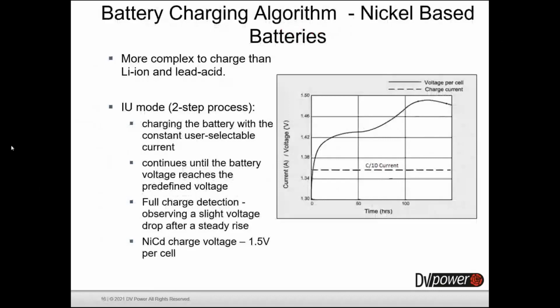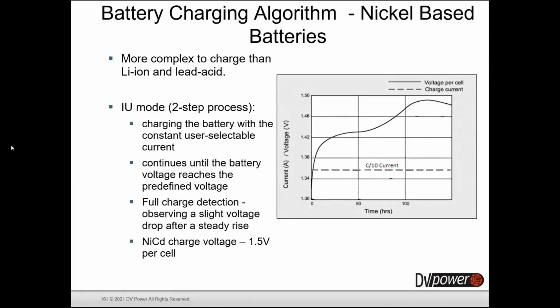Regarding the nickel-based batteries, they are more complex to charge than lithium-ion and lead-acid batteries, because both lithium and lead-acid battery systems are charged with a regulated current to bring the voltage to a set limit, after which the battery saturates until fully charged. This method is called constant current, constant voltage. Nickel-based batteries are also charged with constant current, but the voltage is allowed to rise freely, as you can see on this diagram.